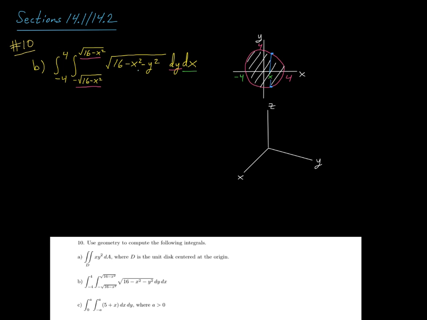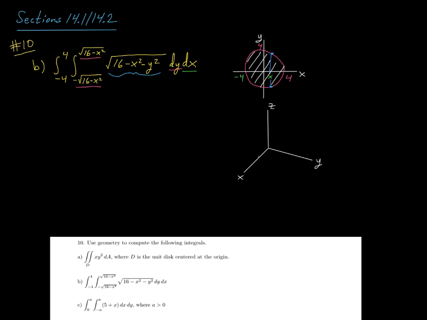Okay, so now what's our integrand? What is this thing right here? The root of 16 minus x squared minus y squared, what does that tell us? Oh, well, we've seen this kind of thing now quite a bit. This is just the hemisphere. It's the top half of the hemisphere of radius 4 centered at the origin.